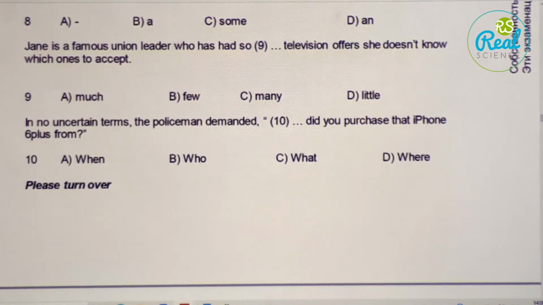So 9th and 10th. Who wants to read 9th? Jasmina? Jane is a famous union leader who has had so much television offers she doesn't know which ones to accept. So many. Look, many.